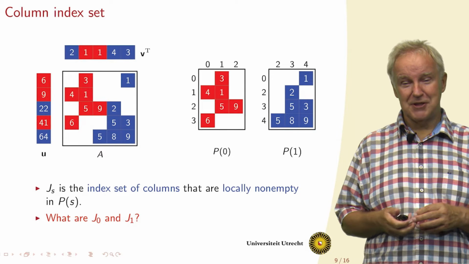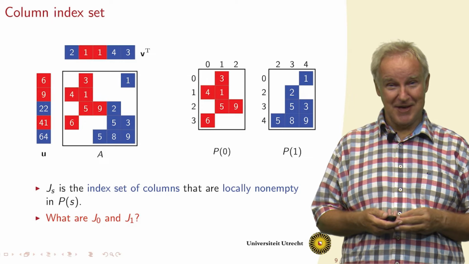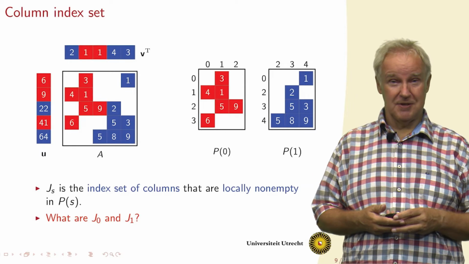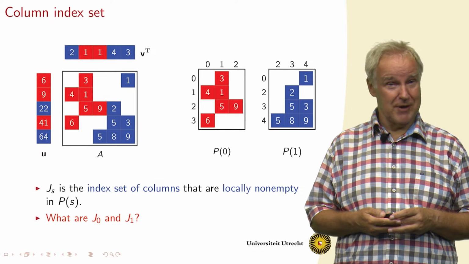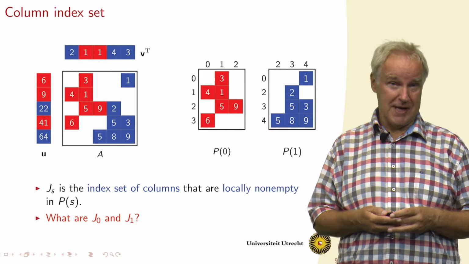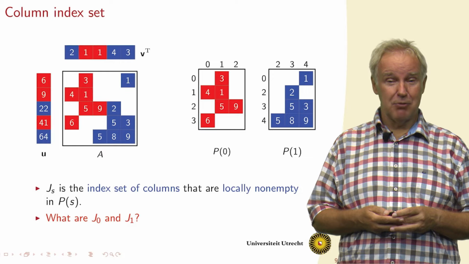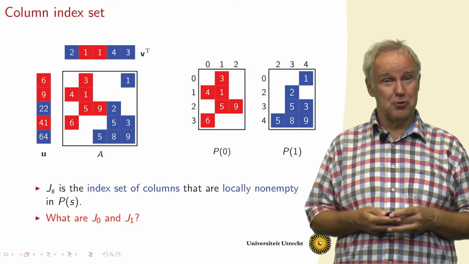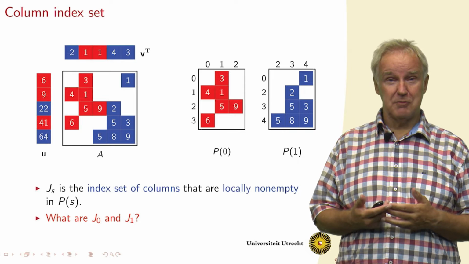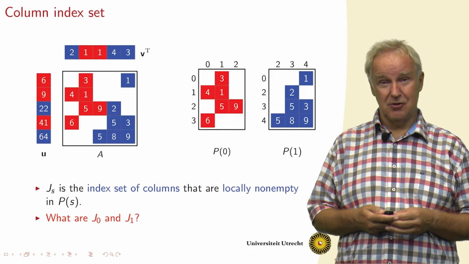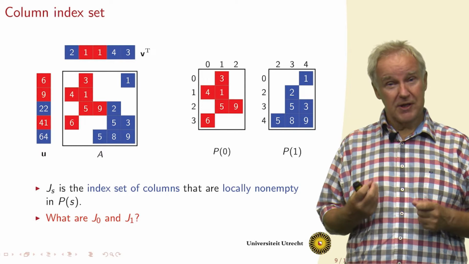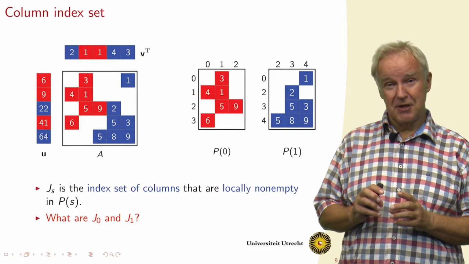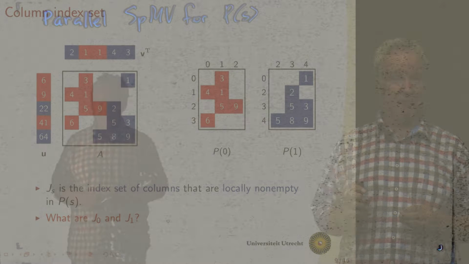Okay, you probably found this was an easy one because you can find the answer on the picture. J0 is the column index set of the red processor, and that's 0, 1, 2. And the blue processor, so that's J1, has indices 2, 3, and 4, because columns 2, 3, and 4 are non-empty. Now we're going to derive the algorithm with this in mind, using this notation.